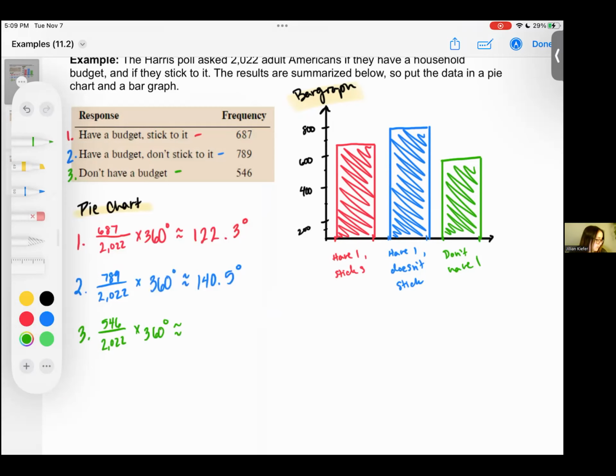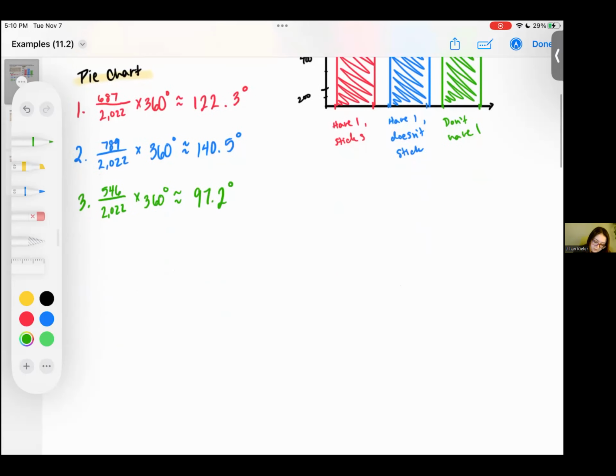So we multiply those together and, rounding to the first decimal place, we get 97.2 degrees. So we have now converted all of our values into degrees of our pie, or degrees of our circle. So now we can go ahead and try to draw out our pie graph, or a pie chart. Let's draw a circle. There we go.